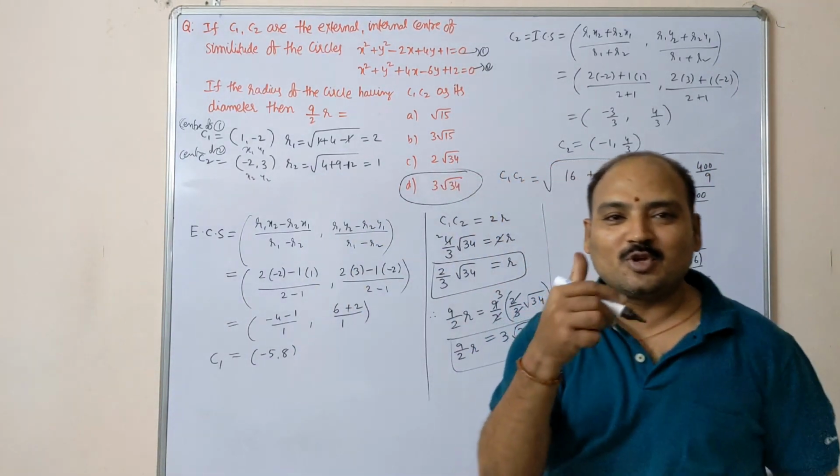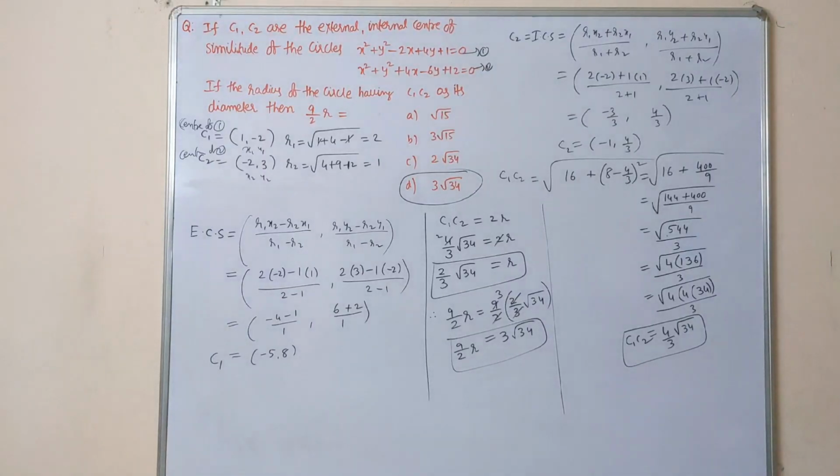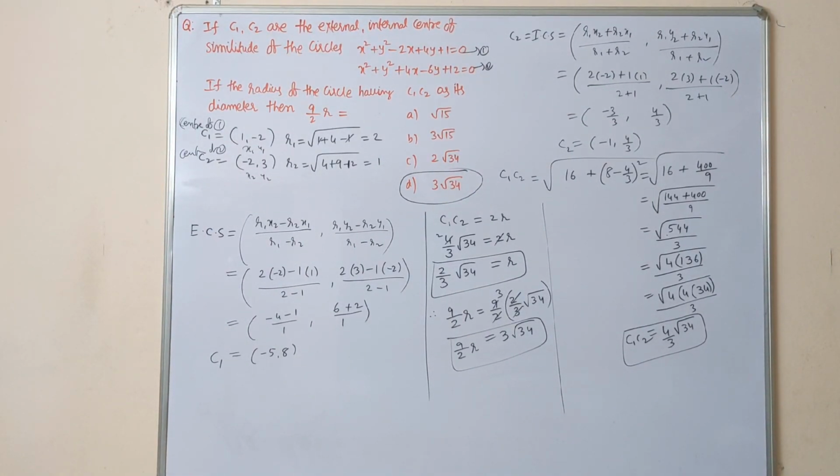We'll move on to the next question, dear students. These are little tricky questions. Don't take C1, C2 as the distance between the circle centers, dear students. If you take it like this, a different answer will come, and even that answer they have provided in the options. So don't go for it like this. ECS they are assuming as C1, and ICS they are assuming as C2. So after getting the values, you can find the distance and equate it.